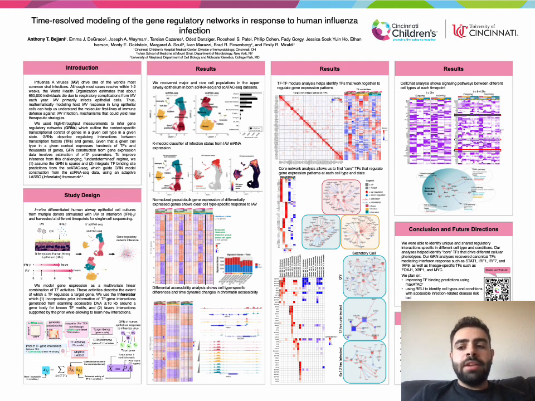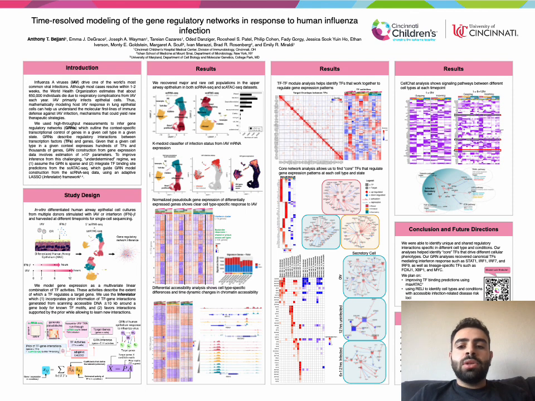For example, in infected secretory cells, ELF1 is predicted to activate HLA class 1 and class 2 genes, which are responsible for antigen presentation in infected cells. We also see IRF1 being active in infected cells, but not in bystander cells, also as expected.